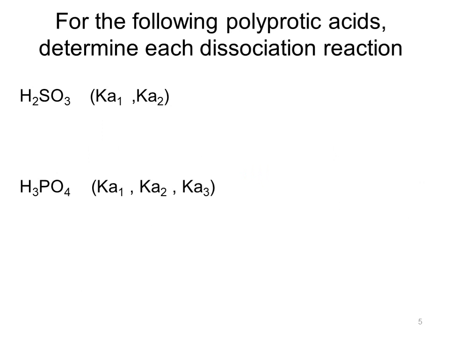What I do often ask for is to just kind of be aware of what Ka1 and Ka2 mean. So just take a second and write out the Ka1 and the Ka2 for the dissociation of sulfurous acid and for the dissociation of phosphoric acid.